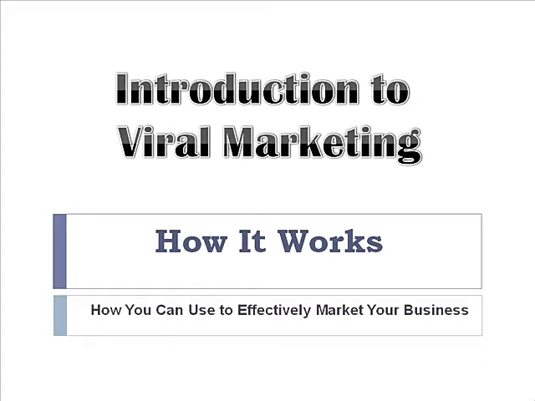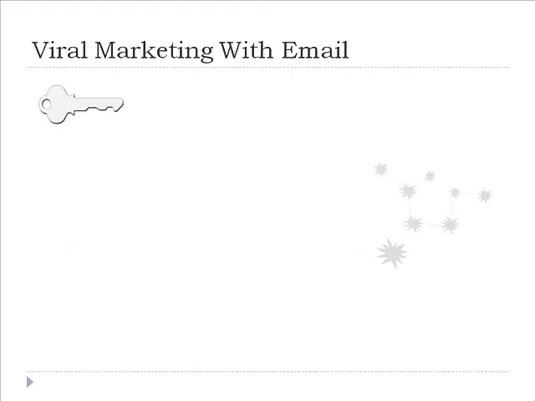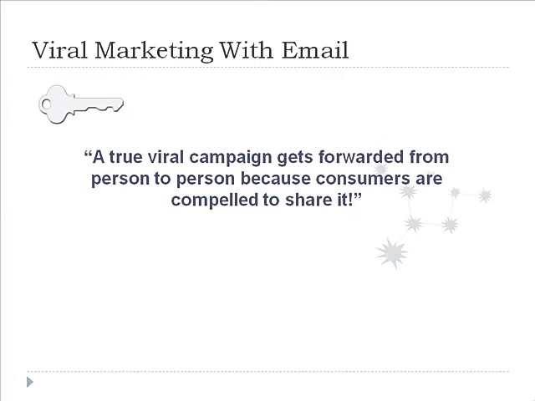In this first lesson, let's start by talking about the different types of viral marketing. As we dive into the wonderful world of viral marketing, I want you to keep something in mind. A true viral campaign gets forwarded from person to person because consumers are compelled to share it. Now, in the beginning, email was the main way that viral marketing was passed along. Since then, viral marketing has gone from a marketing strategy to an art form, and there are many ways to accomplish your objectives and create a successful viral marketing campaign.